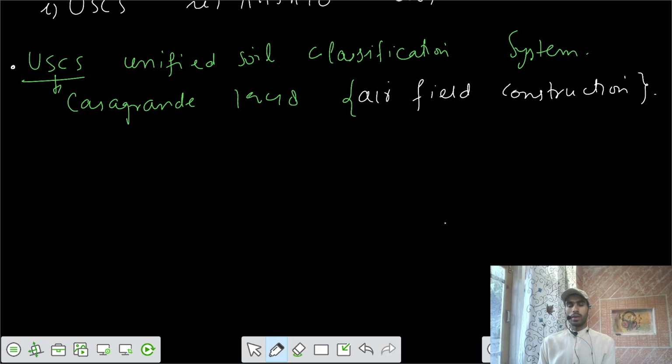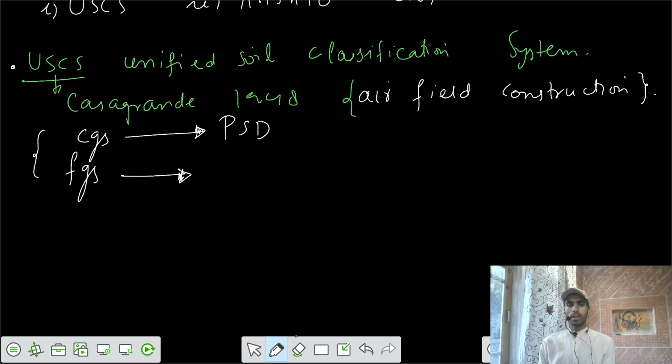Now it says that our soils can be classified as fine grained soils and coarse grained soils. For the coarse grained soils, we are going to use the index property of particle size distribution. For the classification of fine grained soils, we are going to use the index property of plasticity characteristics.